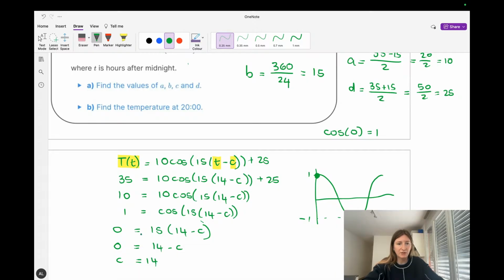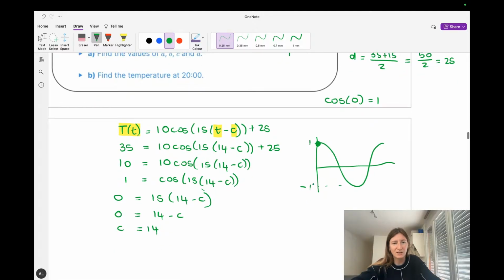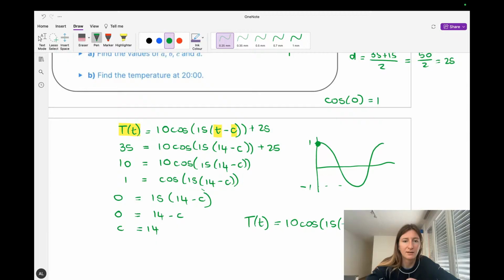And what I was actually finding was C. So now I can write my equation all together. T of T equals 10 cos 15 T minus 14, we've just found it, plus 25. Whew, there we go.